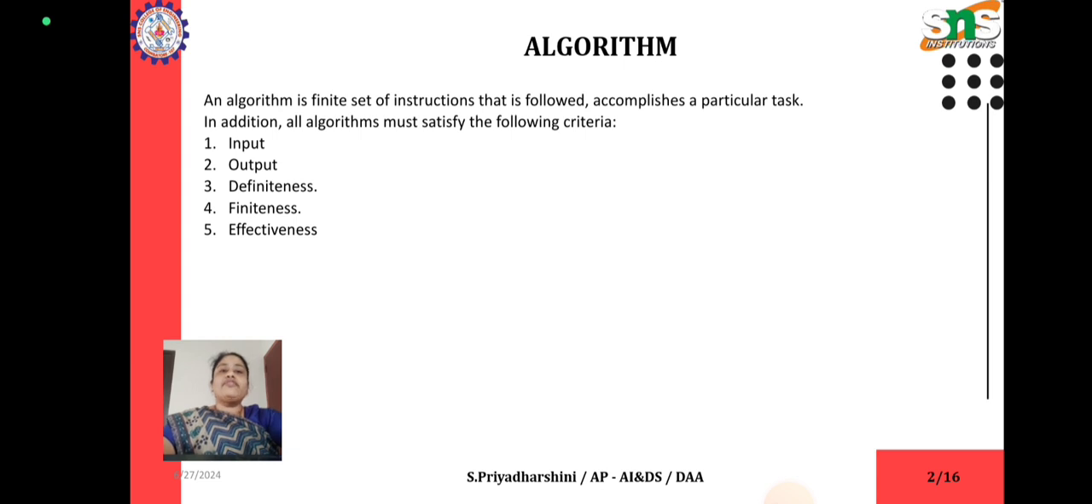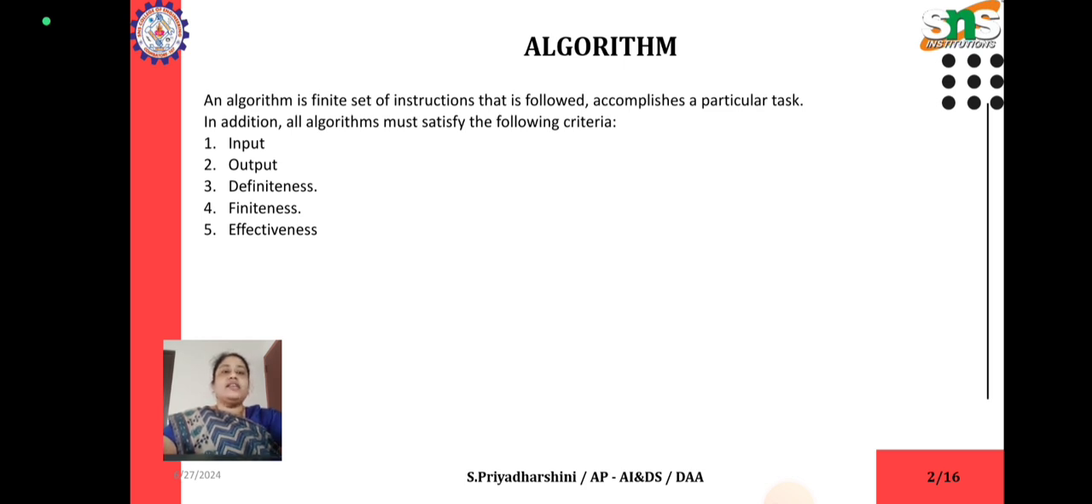An algorithm is a finite sequence of instructions that are to be followed to accomplish a specific or particular task. In addition, these algorithms must also satisfy the following criteria. The first criterion is input. As we all know, input to an algorithm is very important. An algorithm requires one or more inputs. The values that are first supplied to the algorithm before its processing, we call inputs. These inputs come from a predetermined range of acceptable values.